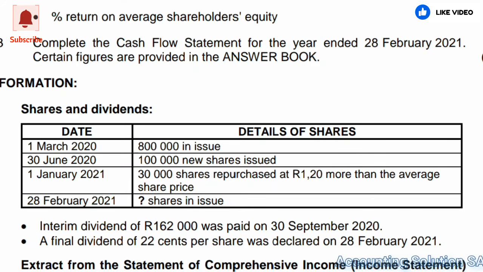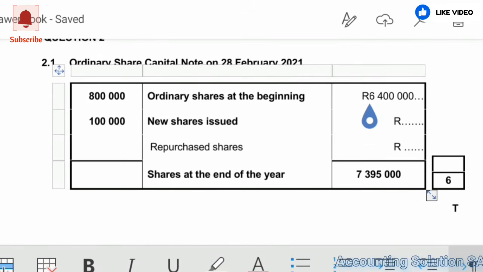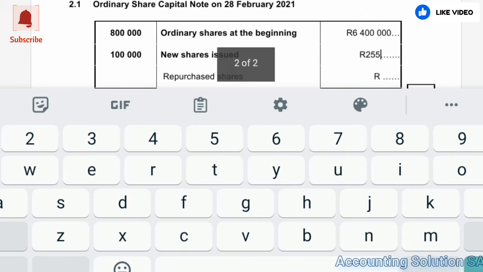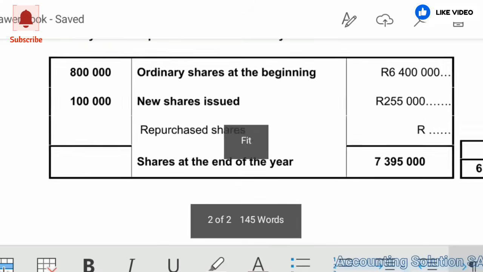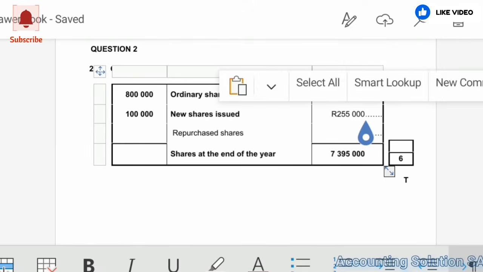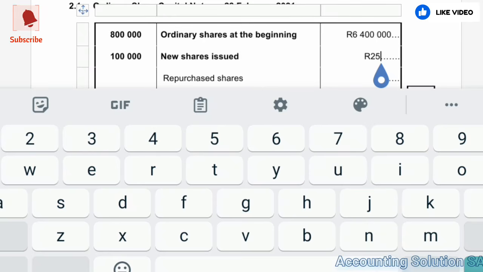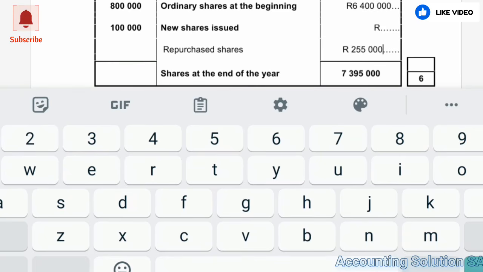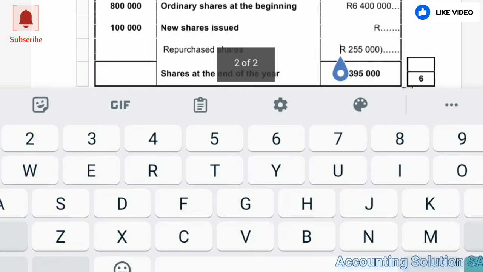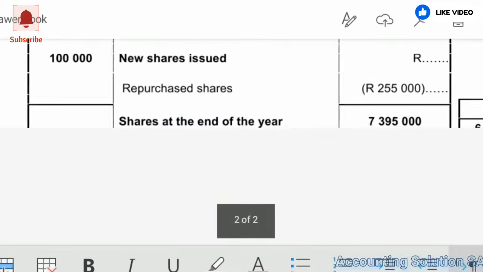Which means that 8 rand 50 is the one that we are going to multiply with 30,000. Then we get our repurchase of shares. If you need more clarity, guys, just leave a comment so that I will assist you there. Okay, apologies, the 255,000 is not from here. It's 255,000, and it must be in brackets to show that we repurchased. We no longer have those shareholders.